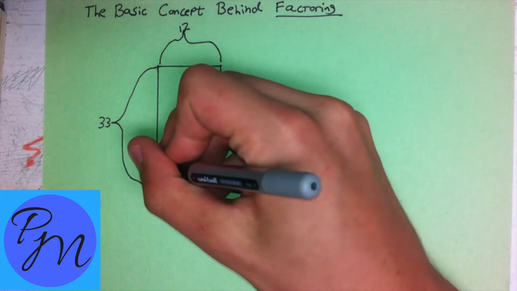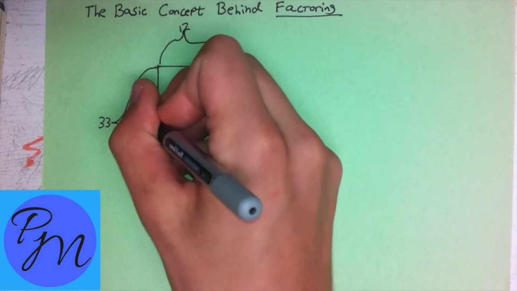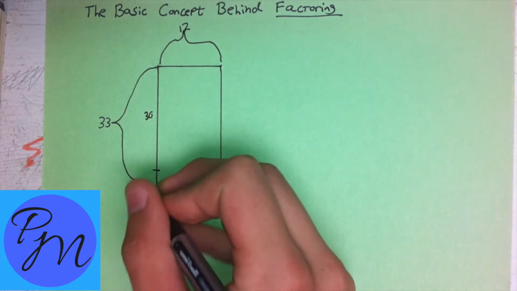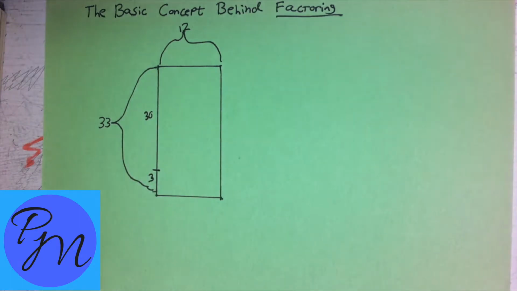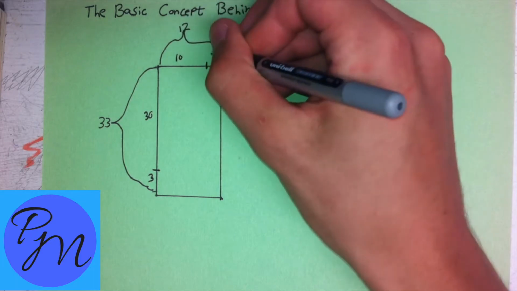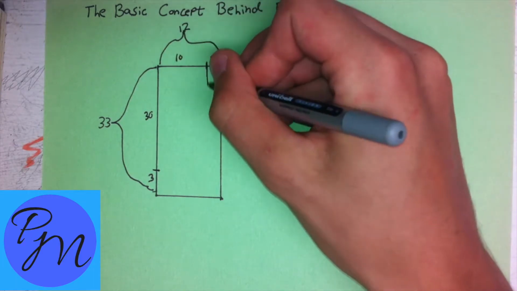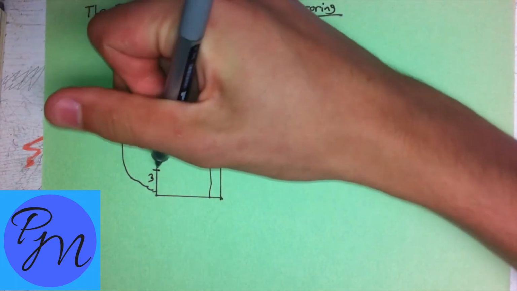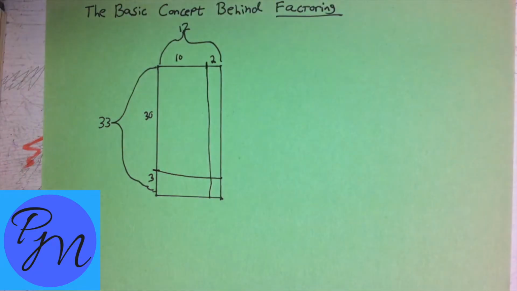So for instance, we can break this side length here so that this is a length of 30 and this is a length of 3. And we can break this one up here so that this is a length of 10 and this is a length of 2. And then we can use that to break the rectangle up into smaller rectangles. And now we have 4 rectangles with numbers that are much easier to multiply together.